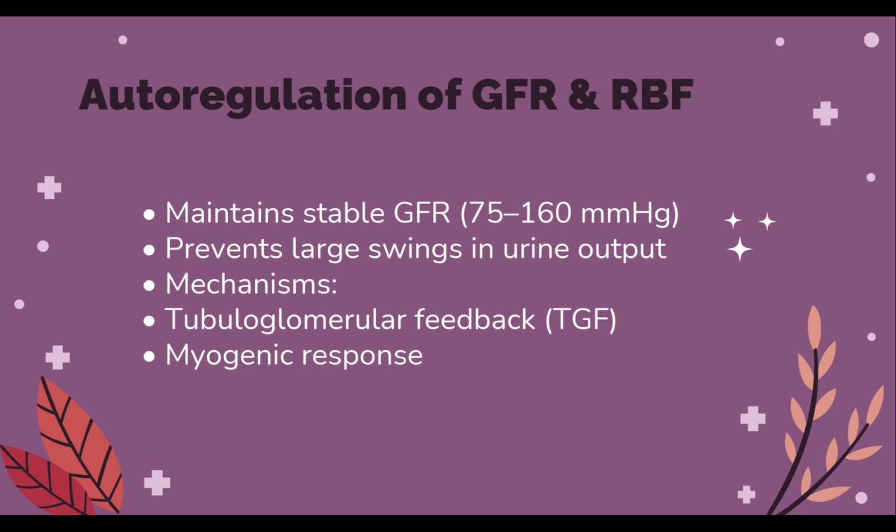So the autoregulation of glomerular filtration rate and the renal blood flow. There is a maintenance of stable glomerular filtration rate across a pressure range of about 75 to 160 millimeters of mercury. This prevents large swings in urine output. So what are the mechanisms that maintain this? They are the tubuloglomerular feedback and the myogenic response.